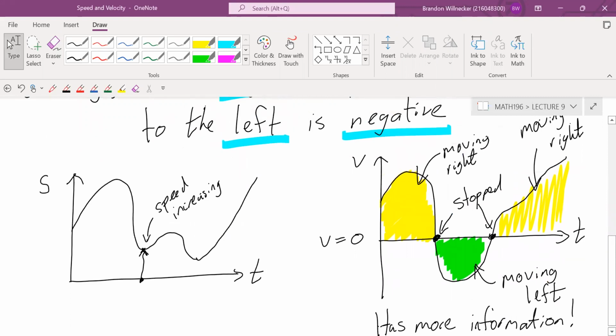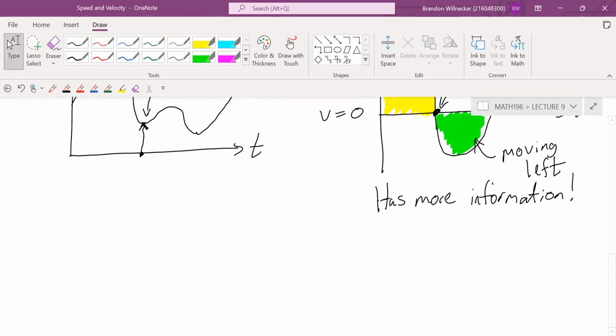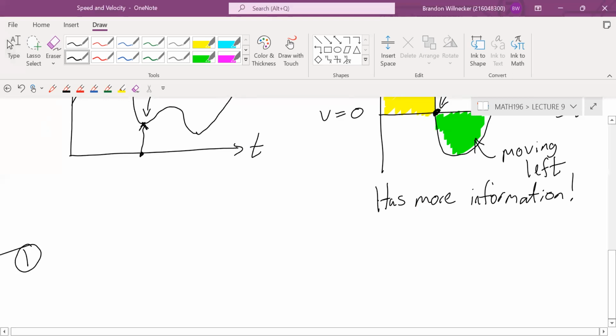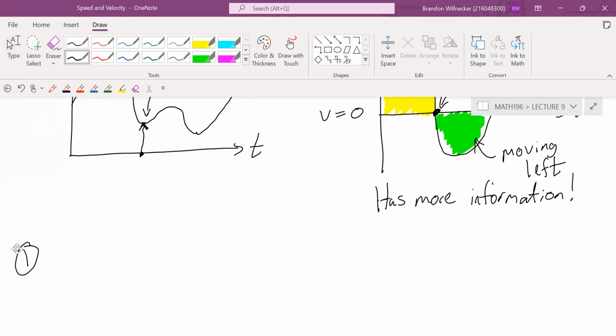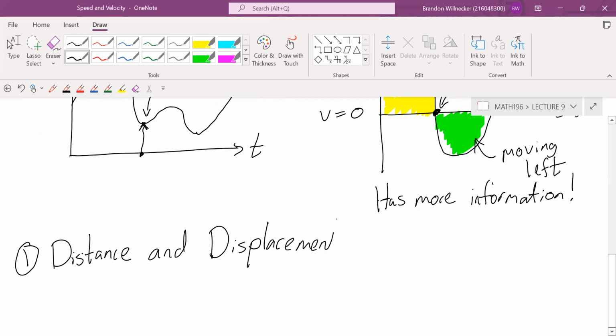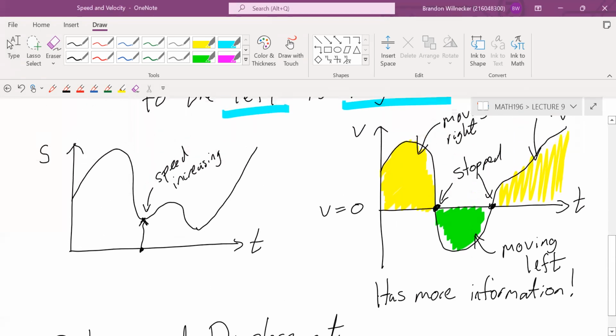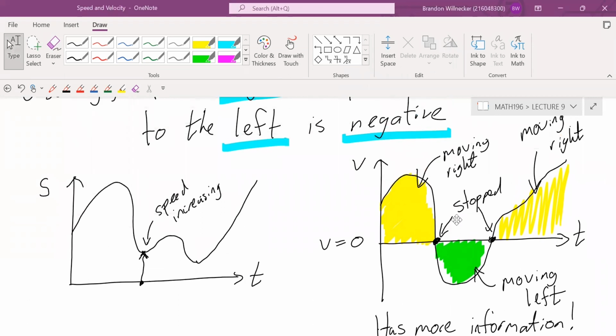Okay, so just please keep these two graphs in mind while we look at the net change theorem for distance. Okay, so firstly, we're going to look at the differences between distance and displacement. Distance and displacement. Okay, so both of these concepts, distance and displacement, they use the ideas of speed and velocity. So it's important that you understand these differences here.